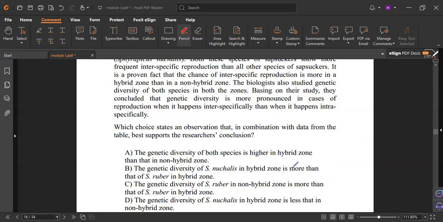C. You would like to make it C, but for me, I see C is wrong. Why? Let's check. What did they conclude? This part. So only focus on this part, because he said we need to support their conclusion. The genetic diversity is more pronounced, more clear, more proved in cases of reproduction when it happens interspecifically than when it happens intraspecifically.